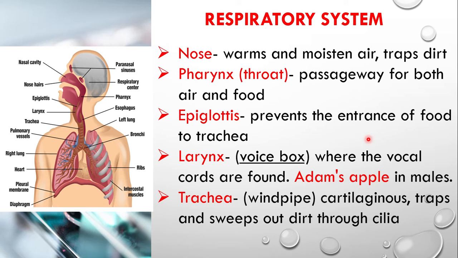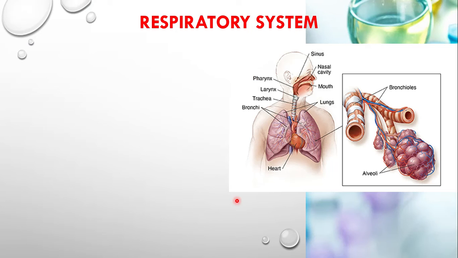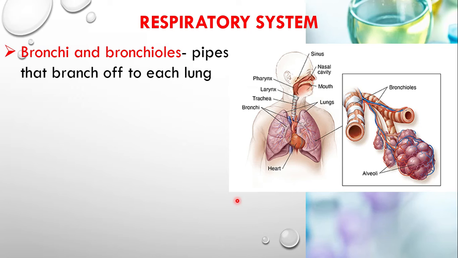Okay, and then we have the trachea or the windpipe, no, it is a cartilaginous nga kini ang structure. It traps at saka sweeps out dirt through cilia. So naay cilia gihapon sa trachea, naay cilia sa lungs, naay cilia sa kini ang fallopian tube sa ato ang lawas. Okay? So bronchi at saka yung bronchioles, these are pipes that branch off to each lung. Okay? So katong we have here, no, from trachea, si trachea mag-branch off siya into duha ka bronchi, and then yung each bronchi na po yung mag-branch nga another branch in which we call the bronchioles.